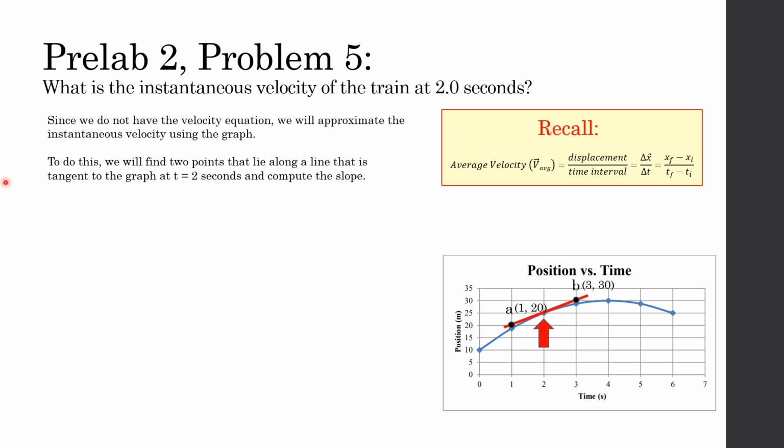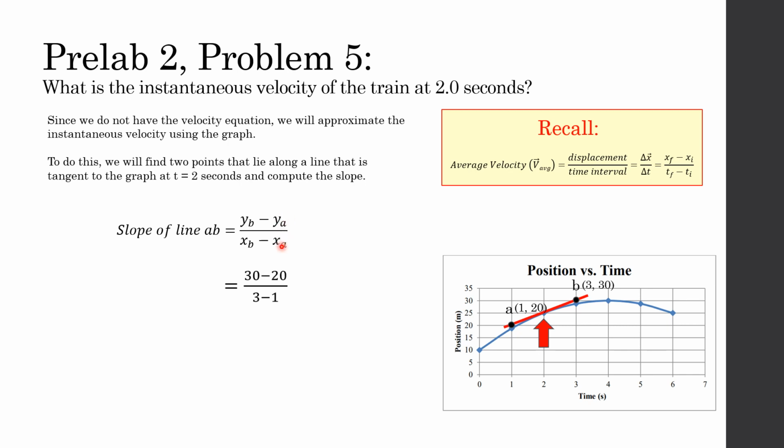So now we can move along to the computational part. That's going to be finding the slope of these 2 points that lie along the tangent line. So y_b minus y_a over x_b minus x_a, right? Our change in y over our change in x, which in this case is our position over our time.